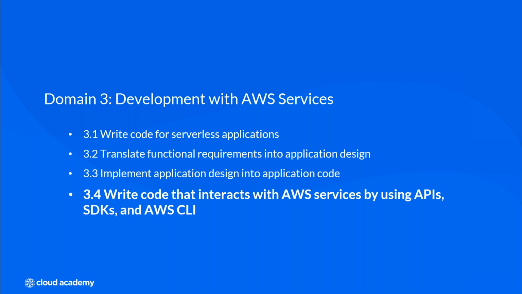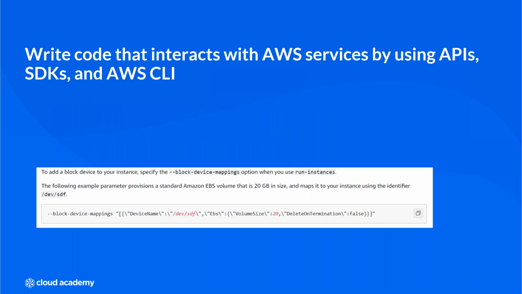Write code that interacts with AWS services by using APIs, SDKs, and AWS CLI. What does that even mean? Well, basically, they're going to ask you strange questions like, what is the tag that you would use when changing an EC2's device mapping, block device mapping? And it's literally, do you know that this is the API call to do that? Luckily, there's going to be 4 options there, and block device mappings is a pretty easy one to figure out, but maybe they get tricky down here in this bit.